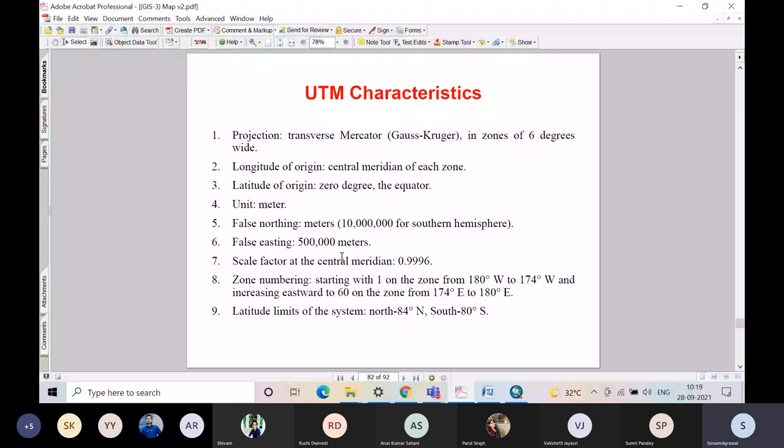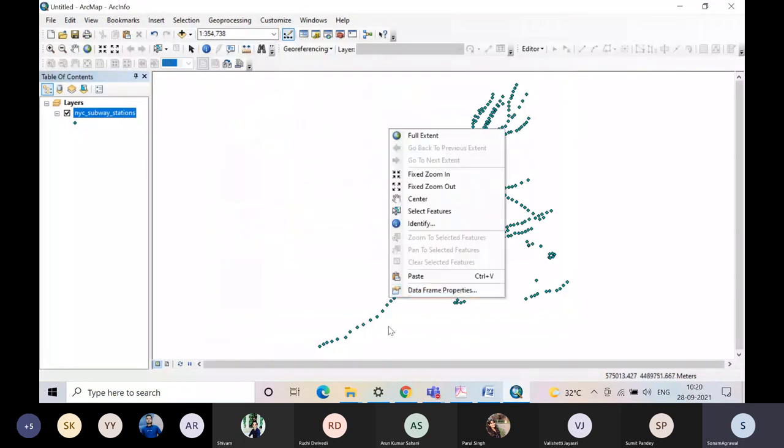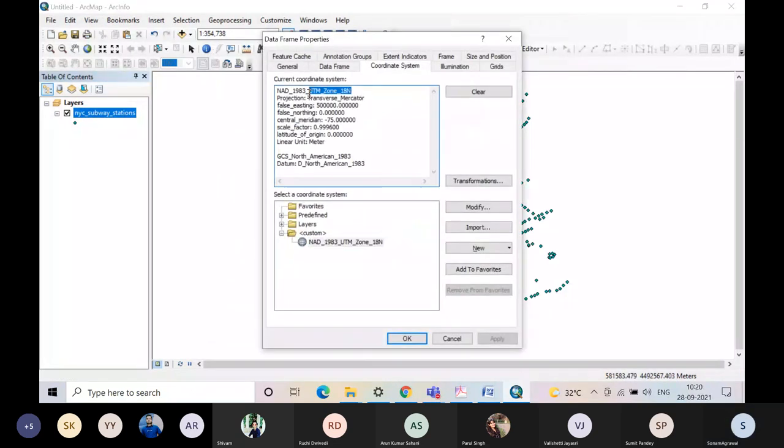So when we take the UTM, there will be 6 digits in the X value and 7 digits in the Y value. This is how you can see it in the UTM coordinate system. Before going into that, first I will check the coordinate system of this data. I have opened the data frame properties, and in the coordinate system you can find the UTM zone. It is UTM zone 18 North, North American Datum 1983, UTM zone 18N.